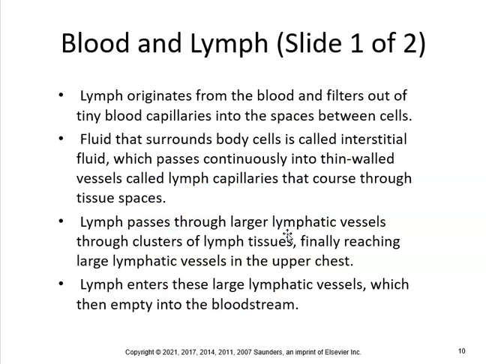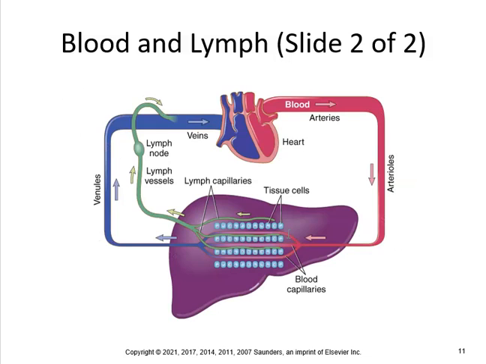So lymph originates from the blood and filters out of tiny blood capillaries into the spaces between the cells. The fluid that surrounds body cells is called interstitial fluid, which passes continuously into thin-walled vessels called lymph capillaries that course through tissue spaces. Lymph passes through larger lymphatic vessels and clusters of lymph tissues, finally reaching larger lymphatic vessels in the upper chest. Lymph enters these large lymphatic vessels, which then empty into the bloodstream.